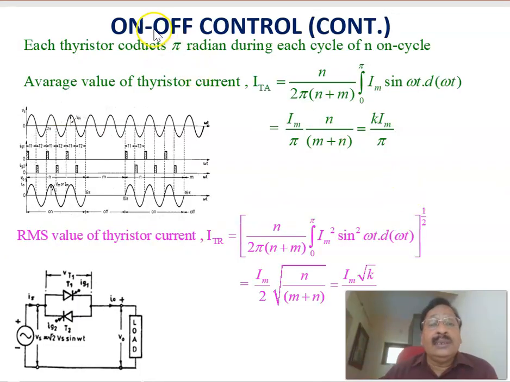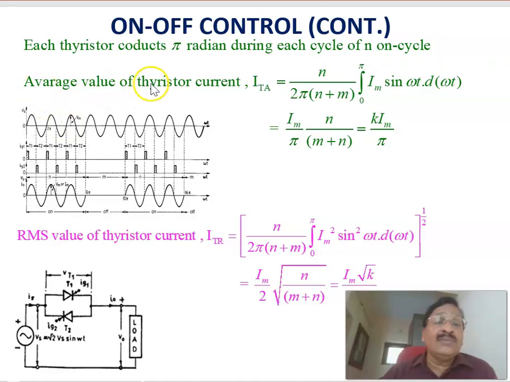Now, continuing the integral cycle control or on-off control, here each thyristor conducts for pi radians during each half cycle of the input. That is, for each half of the input cycle, from 0 to pi radians T1 is conducting, from pi to 2 pi radians T2 is conducting, again T1 is conducting, then T2 is conducting.